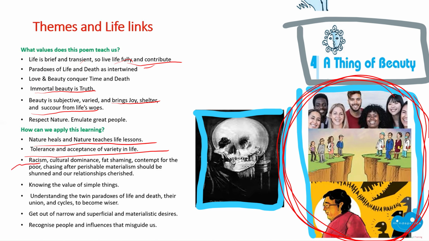Racism, cultural dominance. What is wrong in our world? We have racism, color, caste, greed, cultural dominance. White people are better than black people, that is cultural dominance. Fat people to be laughed at. Contempt for poor people, they are treated badly. Chasing after perishable materialism, which we are never ever going to take with us. Materialism should be shunned and our relationships cherished.